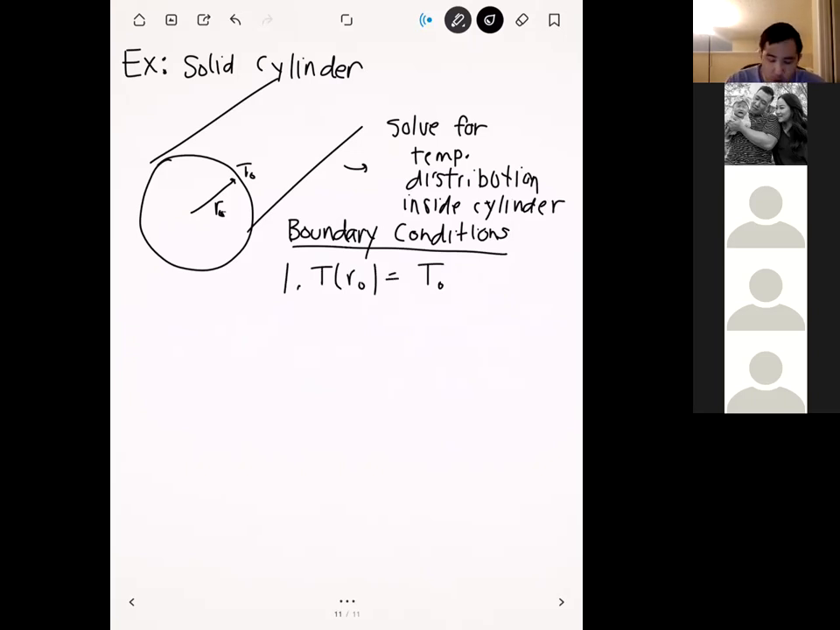For now, let's assume that there's no generation. Since this geometry, and since we're assuming no generation, looks very similar to the last one, I'm going to go ahead and start from the general solution.